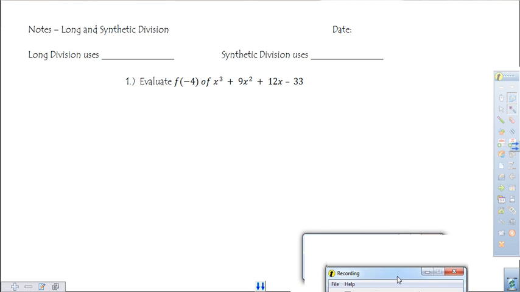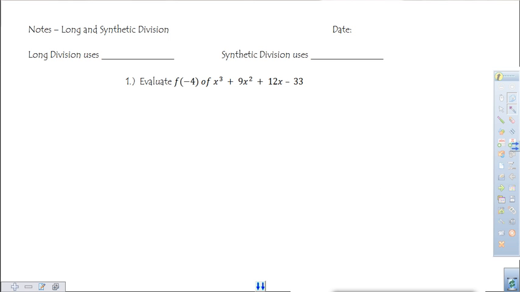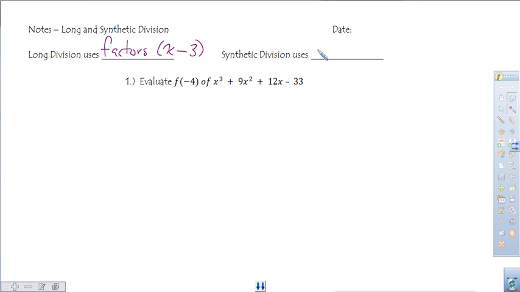So we are looking at long and synthetic division. Keep in mind that long division uses factors. Factors are things like x minus 3, where synthetic division uses the zeros. So when you're looking at things like x equals 3, the factor is the actual x minus 3 binomial, and the 0 is the actual number of the x-intercept.